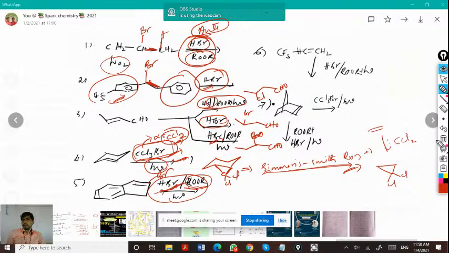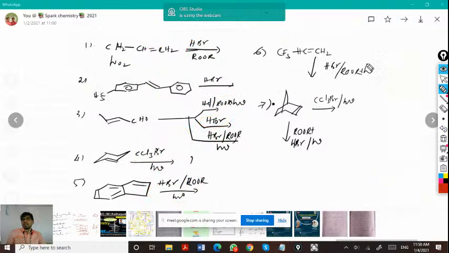Okay, so next one. Here it is also anti-Markovnikov, so just look into the Markovnikov product first. This is a trifluoromethyl group, which is an electron-withdrawing group, so the carbocation must be away from this. So here it is going to form. Bromine is going to add here if it is Markovnikov. Reverse to that, as it is a peroxide, bromine is going to add here, and hydrogen is going to add here.